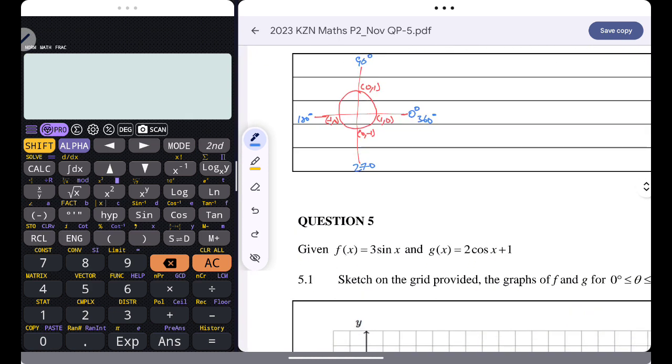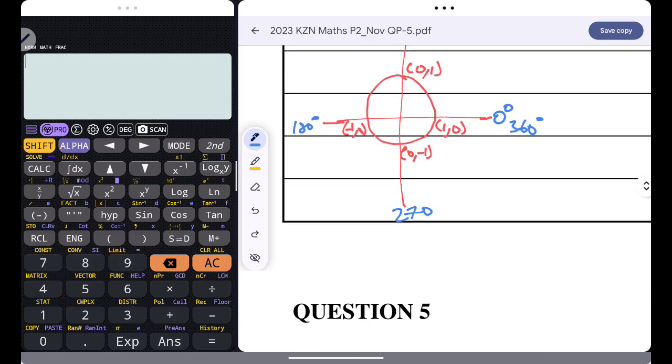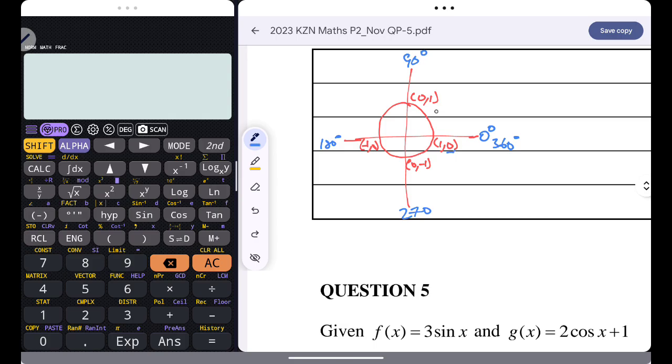Remember that, guys, the graph of f of x is a sine graph. So for me to find the y values of the graph of f of x, I just need to focus on the y coordinates in my unit circle. Are you together? Because these values over here will always represent x values. Then the corresponding y values will be these ones: 0, 1, 0, -1. So those will be the y values of my graph.